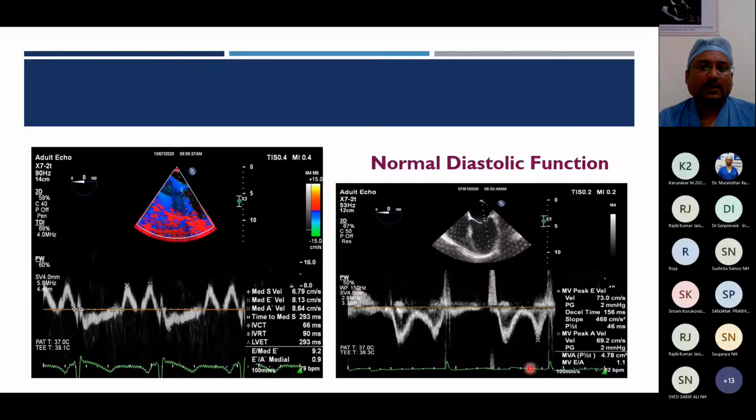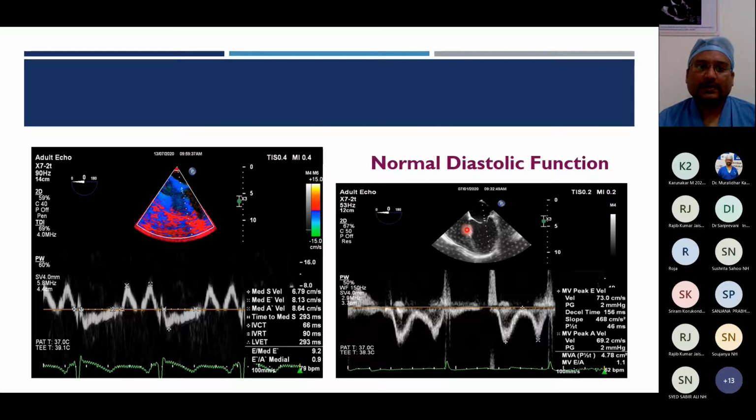So this is a midesophageal 4-chamber view, with a little modification to get the Doppler alignment parallel to the septal annulus, that is the medial mitral annulus. So this is a septal TDI, where this is the E prime velocity, this is the A prime velocity, and this is the S velocity. So the medial E prime is 8.13, which shows a normal diastolic function. The same patient's mitral inflow is showing E by A ratio of 1.1 and deceleration time of 156.